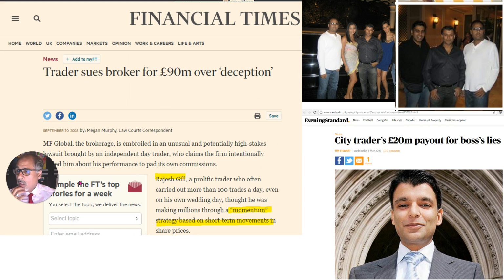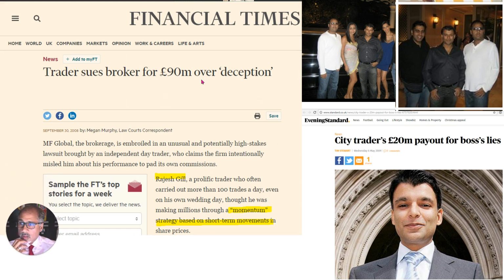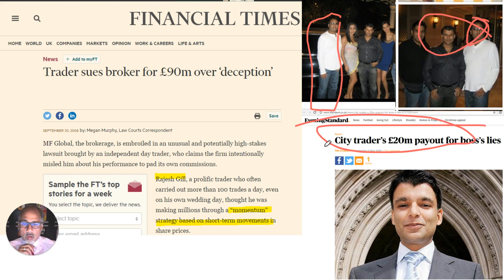Okay? Speaking of which, trader sues broker for £90 million over deception. This is a momentum trader. I was the expert witness, one of the expert witnesses in his case, through momentum strategy, short-term price movements. This is us celebrating after he ended up winning about 21 million. That's me looking a bit podgier there with Raj. In the end, he got £20 million.